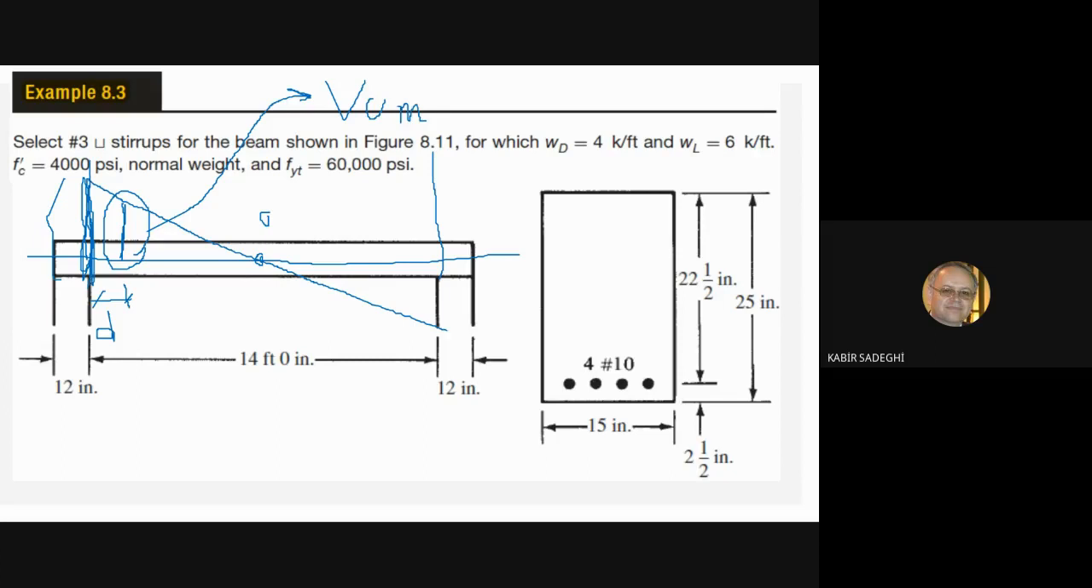Why? Because here there is no crack. Cracks start from here. Therefore, you ask how we calculate Vu. It's very easy. I show it with another color. Imagine that this value that we have at support is clear, it is W times L over 2.